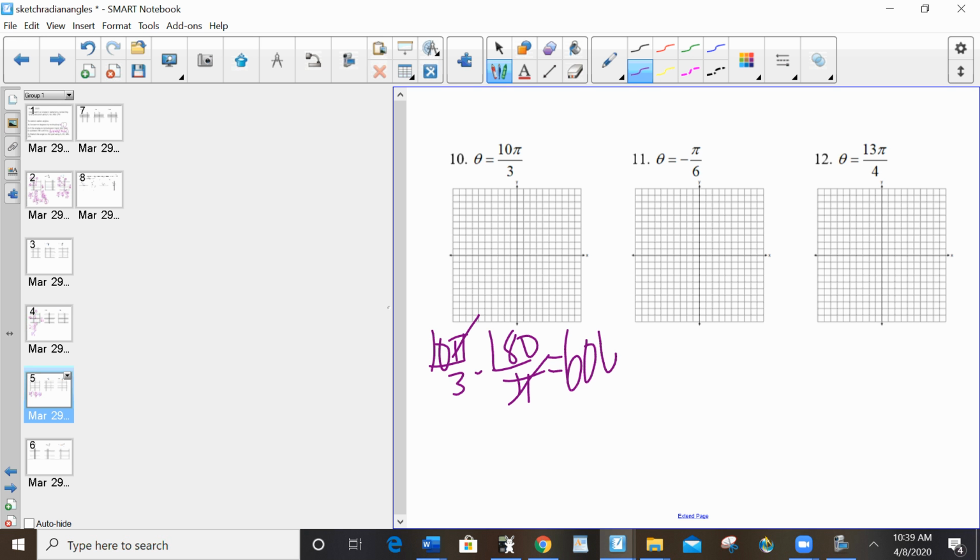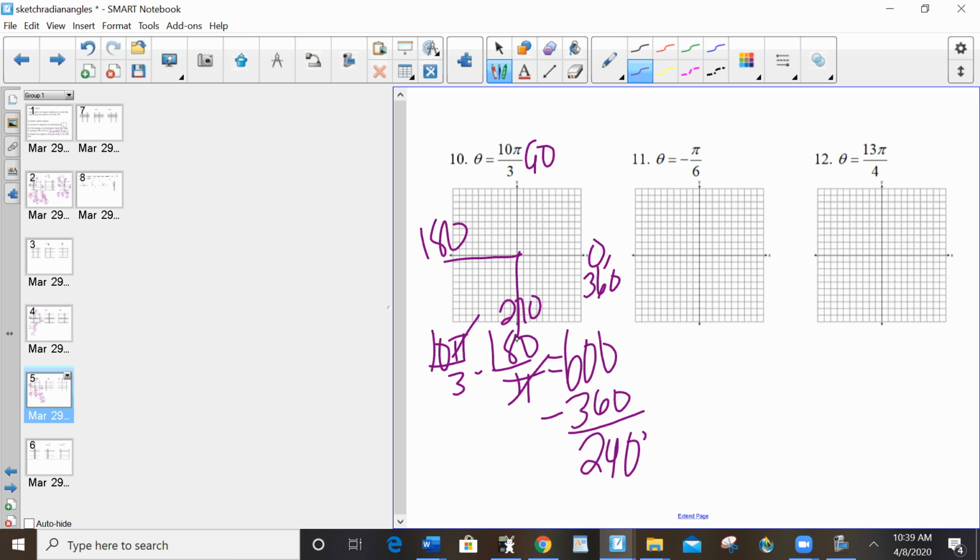Is 600 between 0 and 360? No. So if it's not between 0 and 360, then I'm going to find the coterminal angle by adding or subtracting 360 until it is. That's 240. Hey, finally an angle that's not in quadrant 2. 240 is between 180 and 270. It's going to be right there. That's my angle, 10 pi over 3.